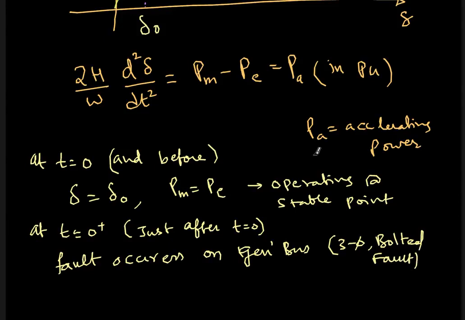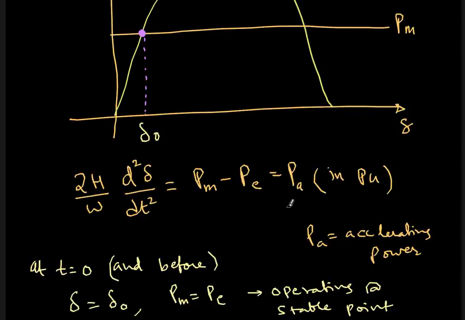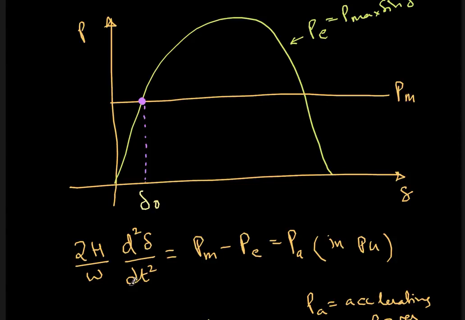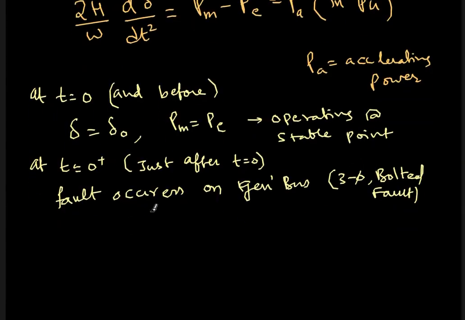Bolted fault means the fault impedance is 0. When that occurs, the entire PE will become 0 and then we have accelerating power, which is nothing but PM minus 0. So the delta will increase. What if the fault is not cleared? If the fault is not cleared, of course the generator will keep on accelerating and eventually it will lose synchronism and it is not stable. That is not the case. What we are now looking at is that at t equal to t1, the fault is cleared.